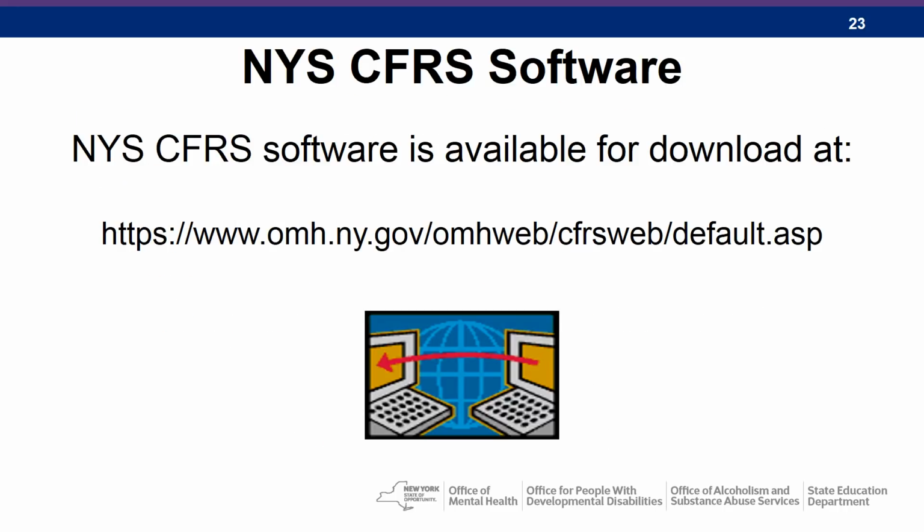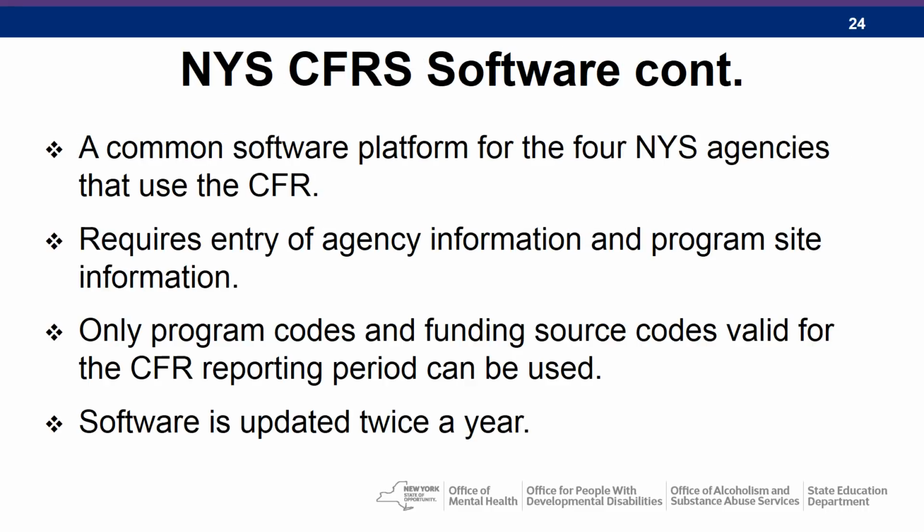The CFR software is free and available for download at the OMH website. This program is a common software platform for the 4 New York State agencies that use the CFR. It requires entry of agency information and program site information. Only program codes and funding source codes valid for the CFR reporting period can be used. The software is updated twice a year.